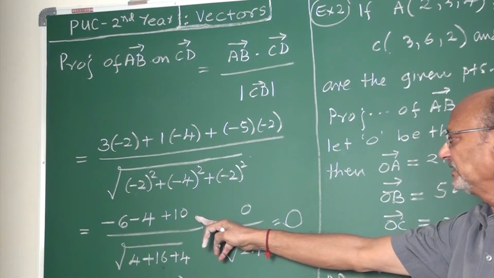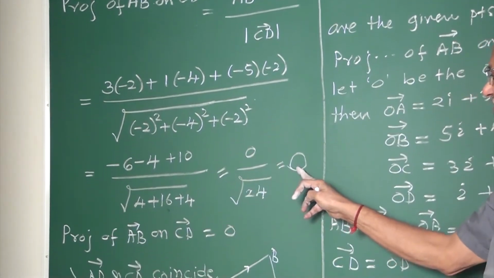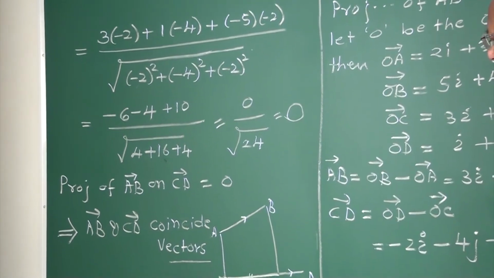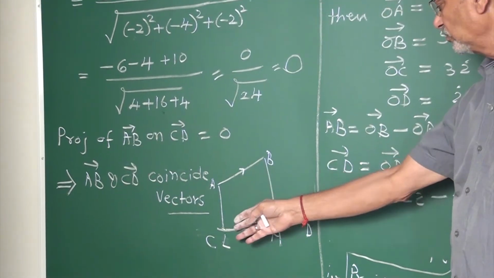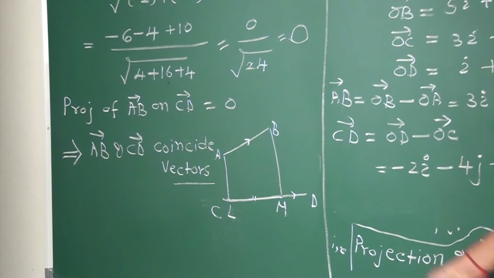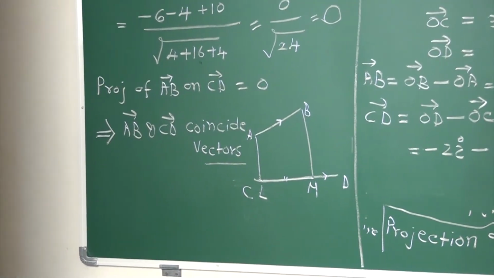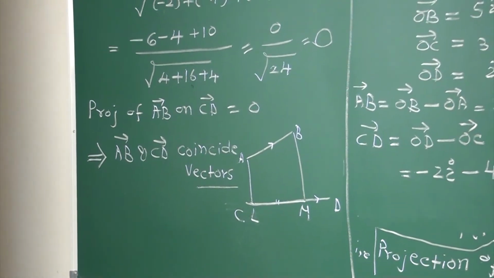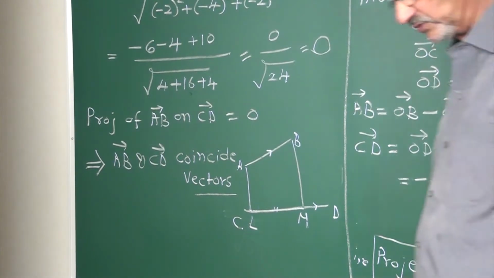This is 10 minus 10. When the numerator is 0, the projection is 0. Projection is 0 means what? This vector coincides with vector CD. Both are collinear vectors, my friends. Yes. Next question is.